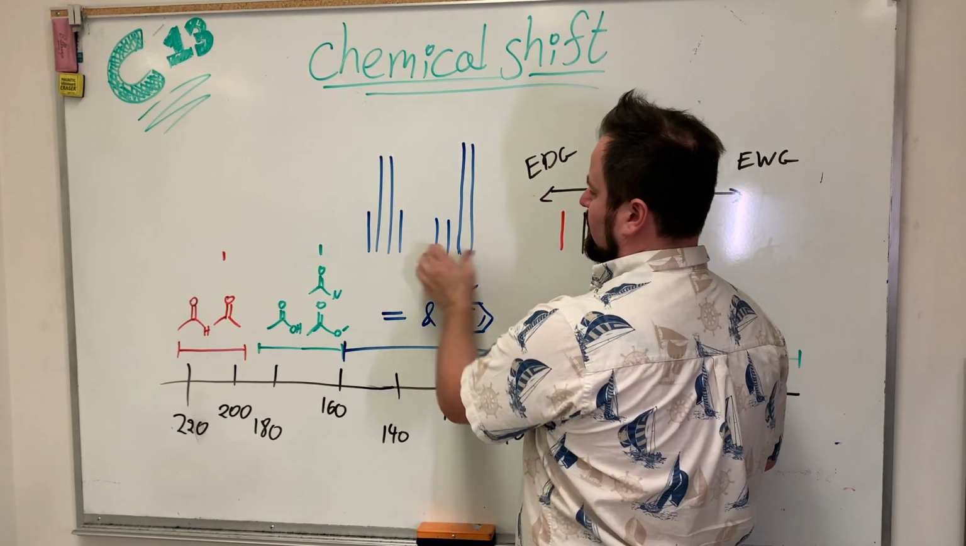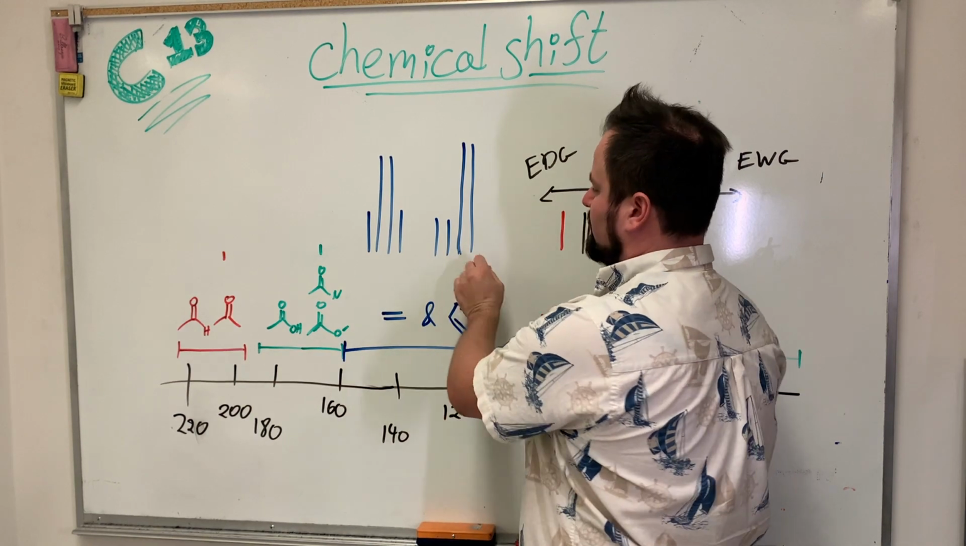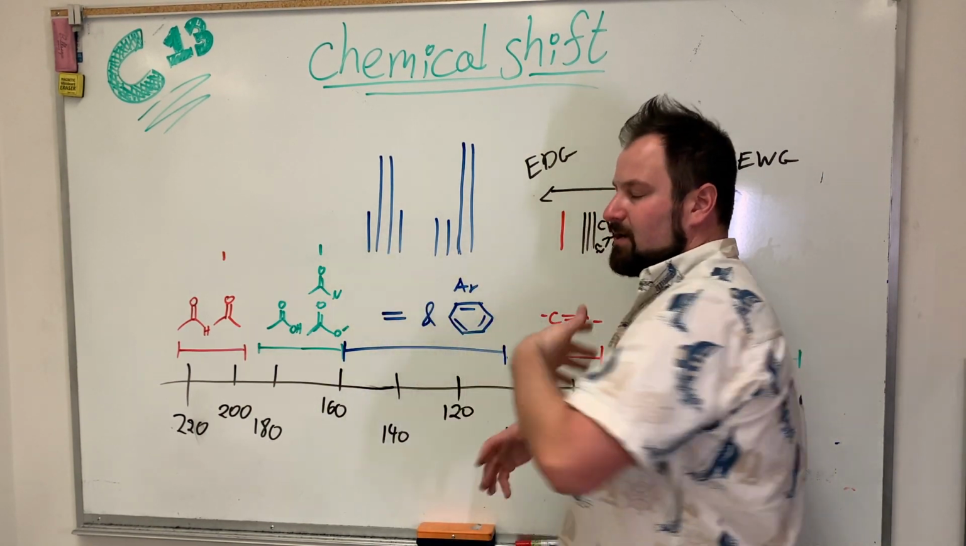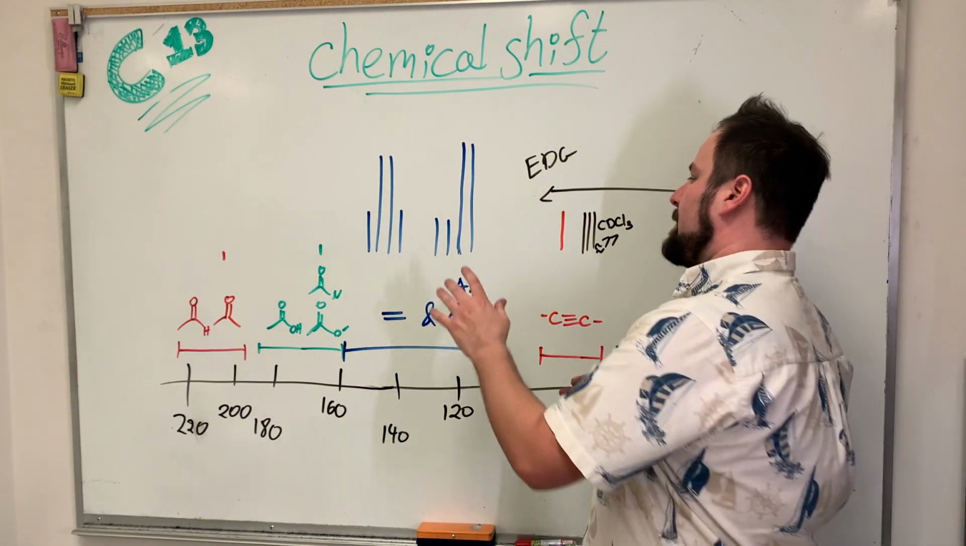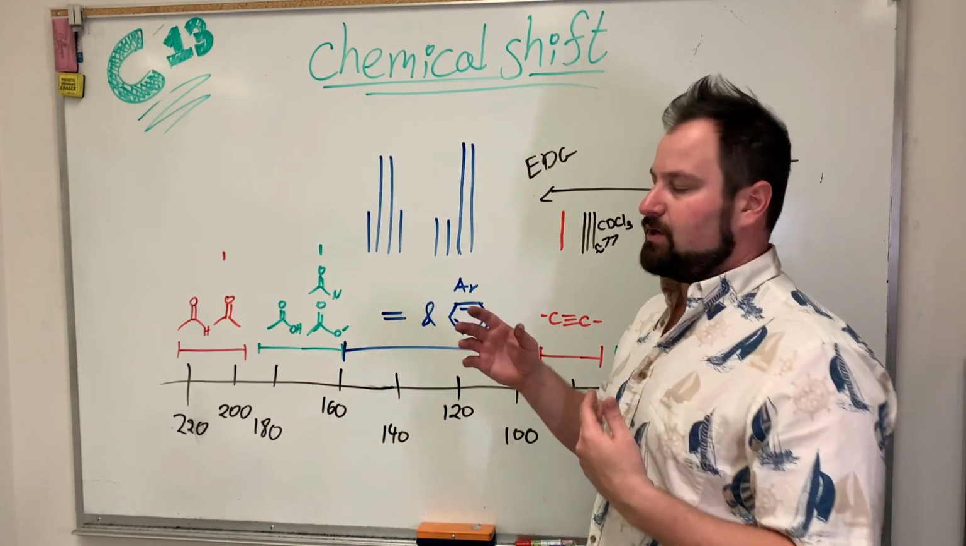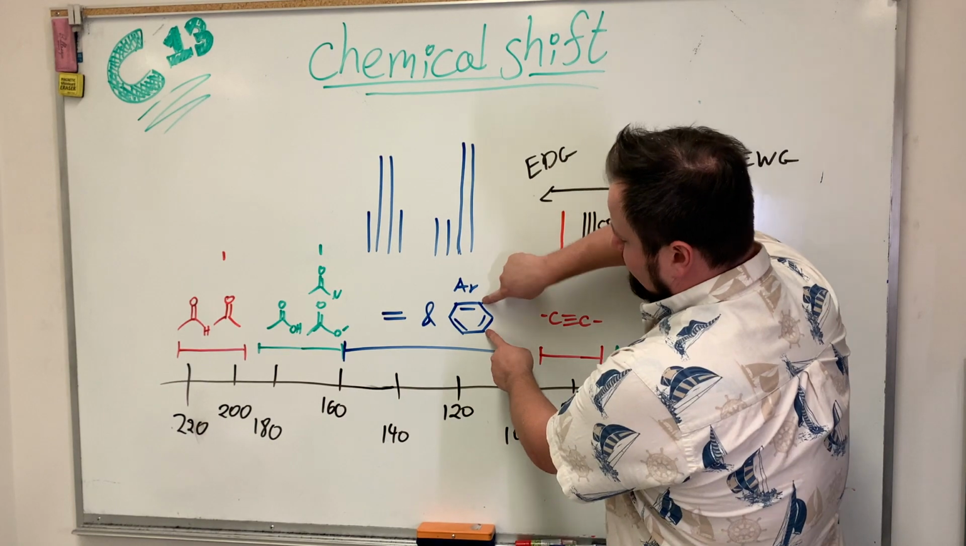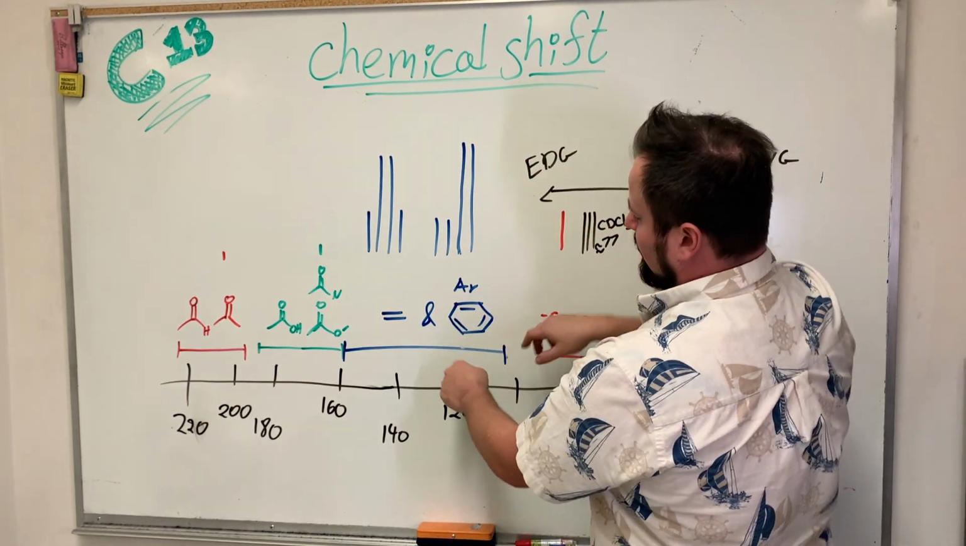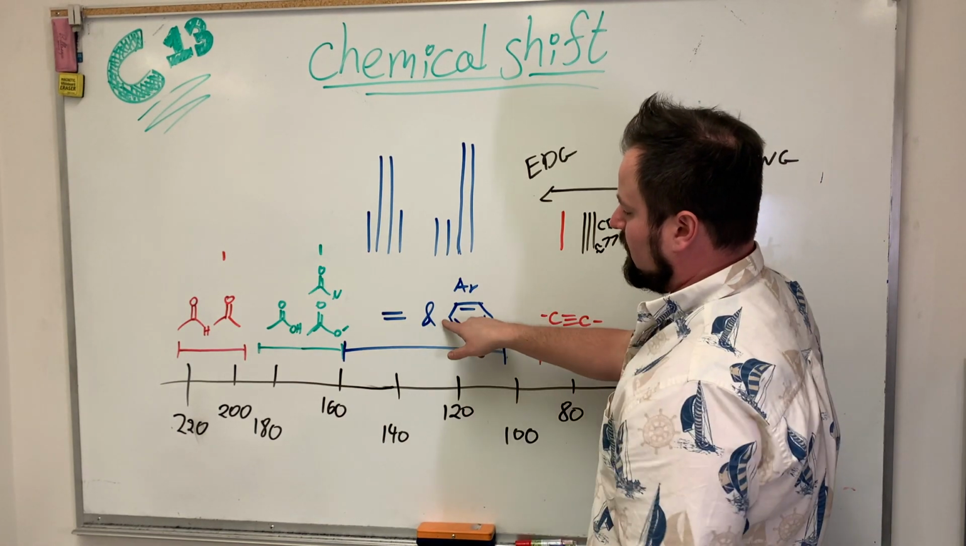In this case, the order doesn't matter. So it could be tall, tall, short, short, or short, tall, tall, short. Whatever order doesn't really matter. But for an aromatic, you see 2 tall, 2 short, because these 2 will be symmetric, so they will show up together, and these 2 will be symmetric, they'll show up together, and then this will be independent, and that will be independent.